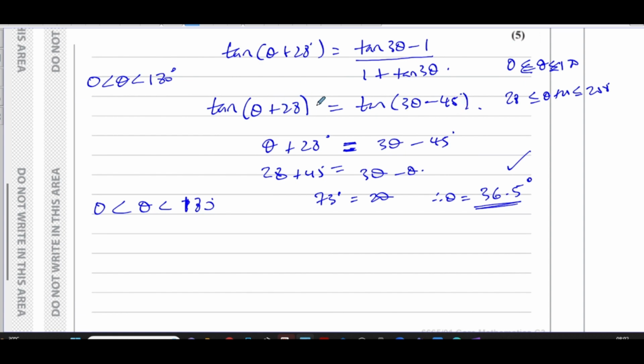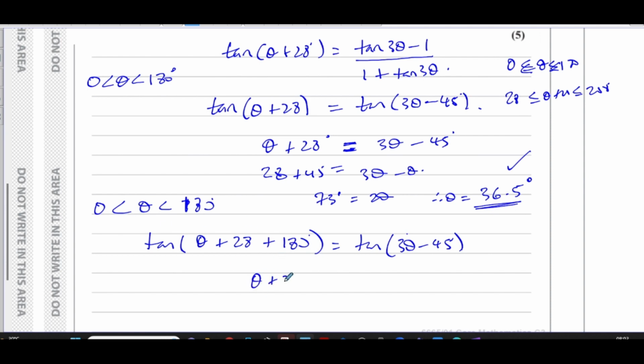Now, if I add 180 to this angle, so I have theta plus 28 plus 180, the tangent of this angle should also be the same as the tangent of this angle. They should give us the same ratio. Exactly the same ratio, because we know that the tangent curve repeats every 180 degrees. Even if I take away 180, it will give me the same. However, I want to stay in the range, so let me start with adding 180.